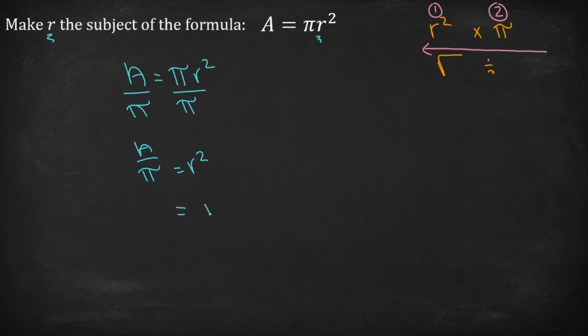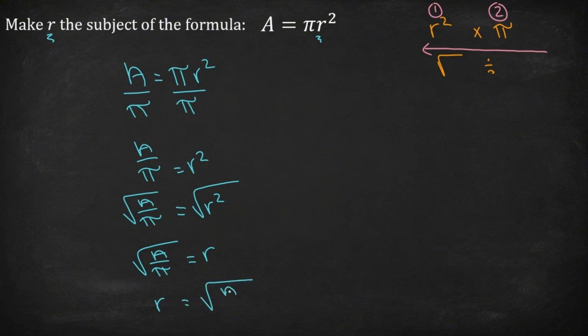So I'm going to write it like this. I do the inverse operation of squaring, and what you do on the one side, you have to do on the other side over pi. And because these two cancel, I'm left with only r on this side, and here we have the square root of a over pi. And then once again, we like to write our subject of the equation on the left-hand side, so I'm just going to swap these two sides. And this is the final answer.